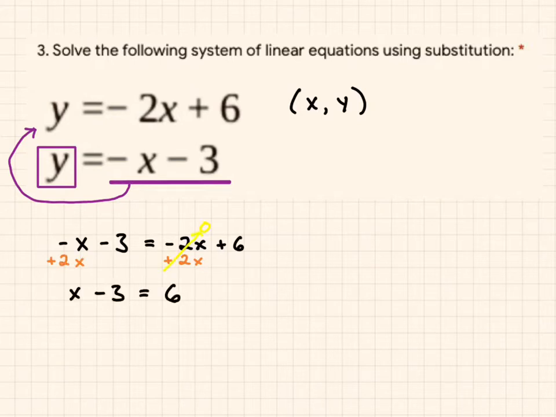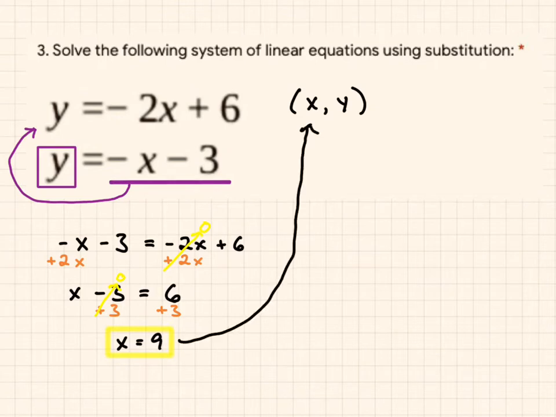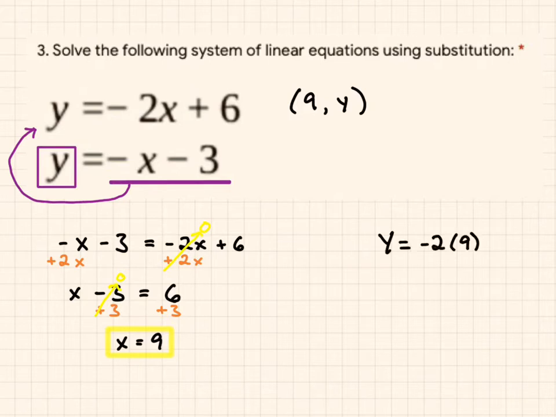I get negative x plus 2x gives me 1x. 1x minus 3 equals 6. I can add 3 to both sides. I end up with x equals 9. So my x value is 9. And now I'm trying to figure out what my y value is. So I can plug 9 in for x into both of these equations, and I should get the same value for y. If I don't, then I know I did something wrong.